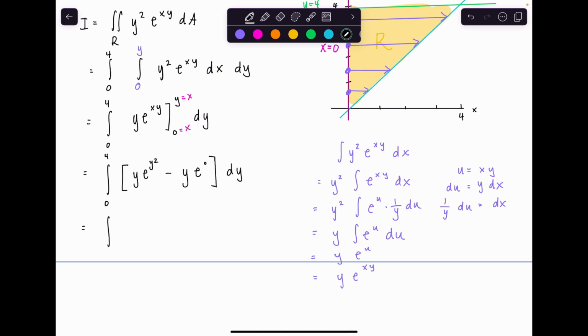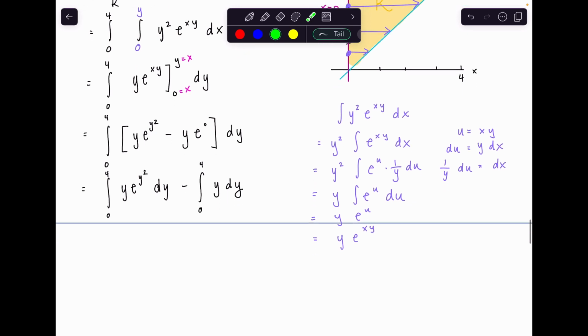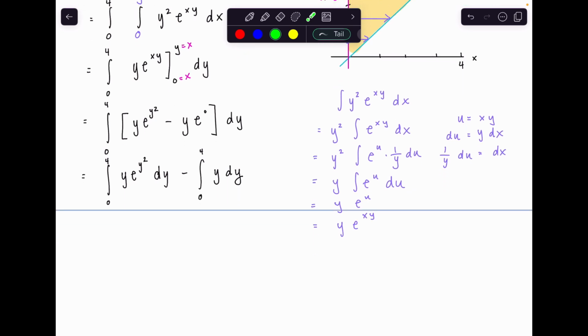So you could actually break this into two integrals, the integral from 0 to 4 of e to the y squared, and then the integral from 0 to 4 of y. If you feel comfortable doing this without a u sub, absolutely go ahead, because y squared's derivative is 2y. The only thing you're missing out front is a 2. So you really have a 1/2 y.